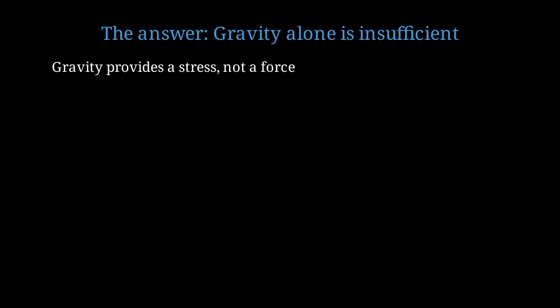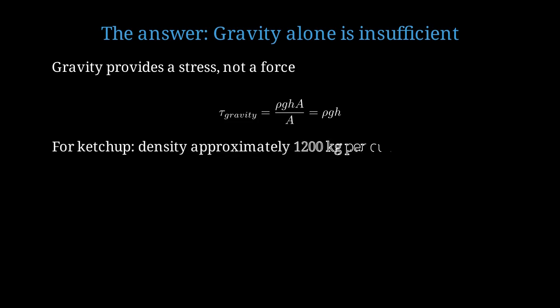The answer lies in how gravity acts on the ketchup column. Let's analyze this carefully. When you hold the bottle upside down, gravity creates a stress on the ketchup, but this stress depends on the weight of the ketchup column divided by the cross-sectional area. The gravitational stress equals ρgh, where ρ is density, g is gravitational acceleration, and h is the height of the ketchup column. Ketchup has a density of approximately 1,200 kilograms per cubic meter, slightly denser than water, due to dissolved sugars and suspended solids.